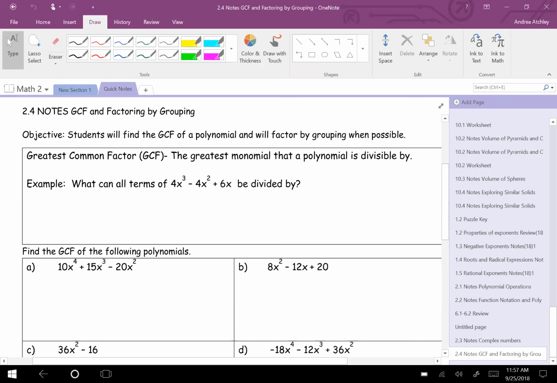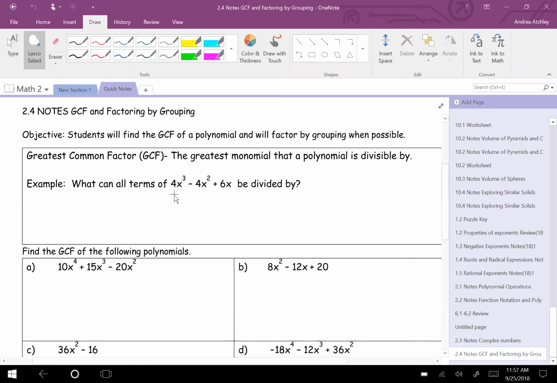Okay, so today we're going to start learning how to factor with finding the GCF and factoring by grouping. Our first thing is the greatest common factor. You might be familiar with this. We've probably seen this before. The greatest monomial that a polynomial is divisible by. That's what a GCF is.